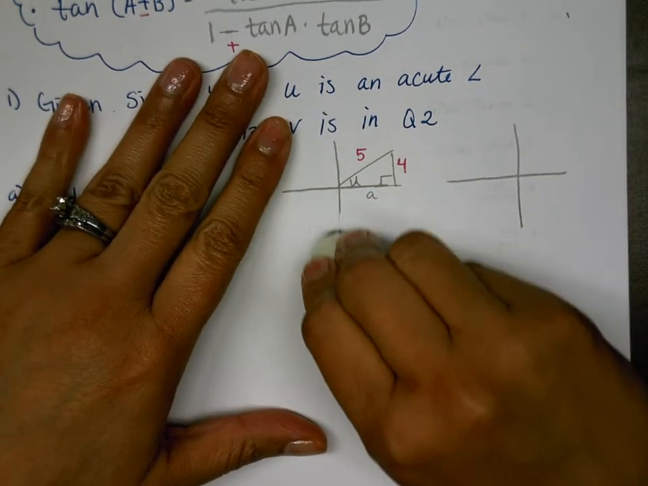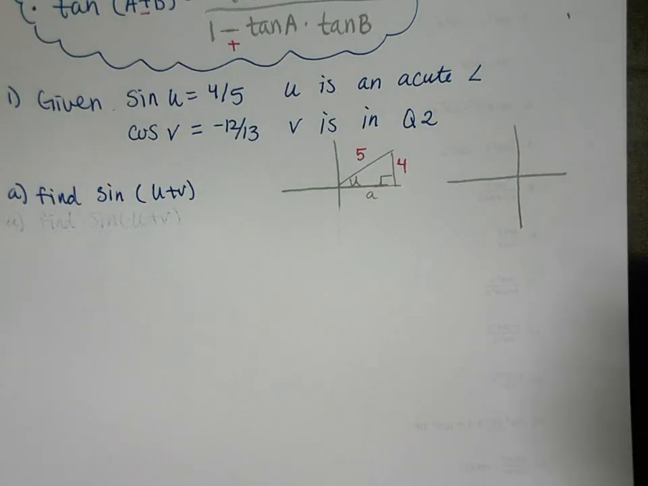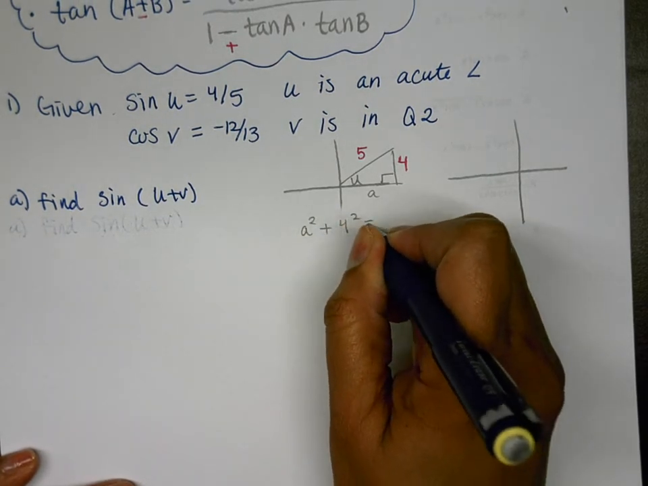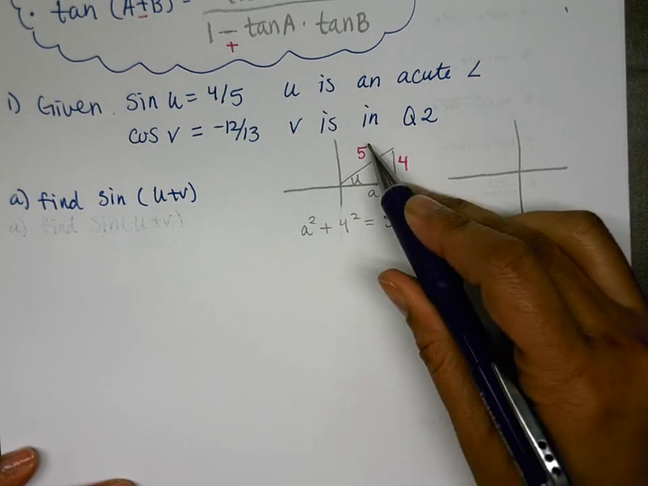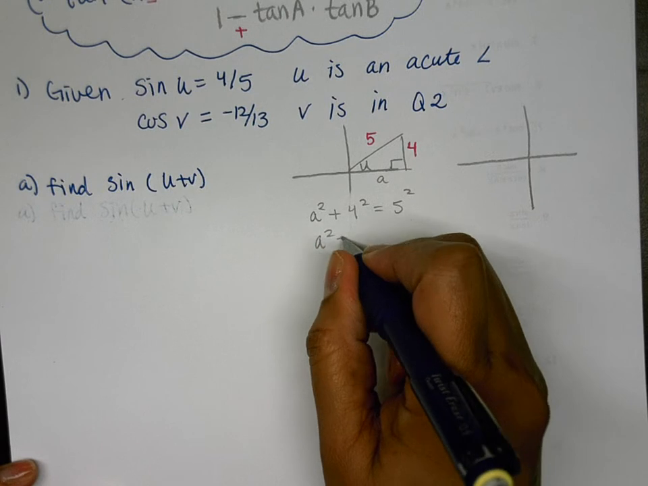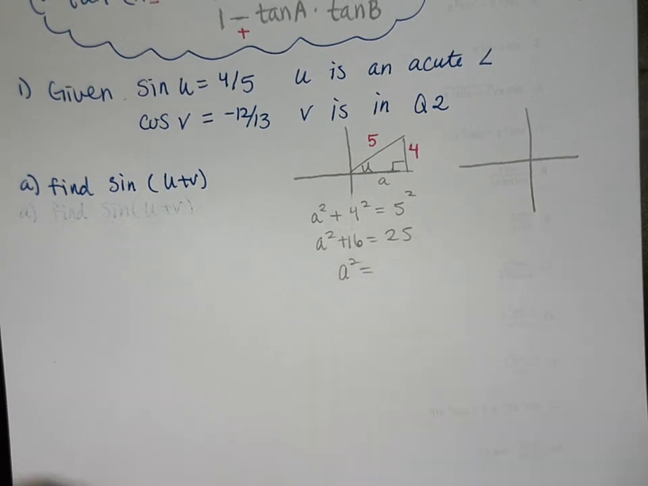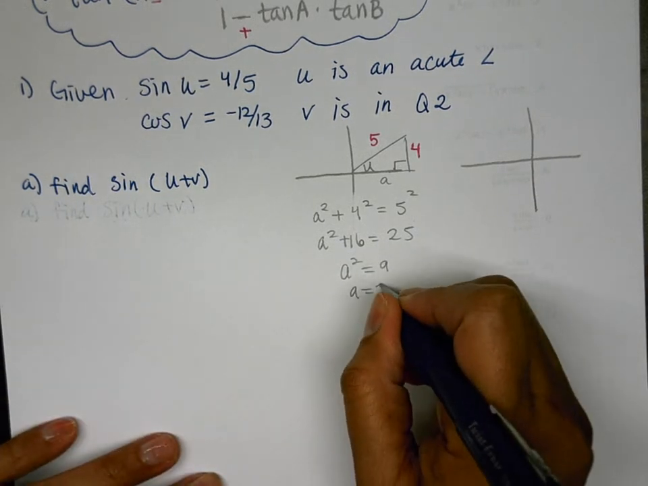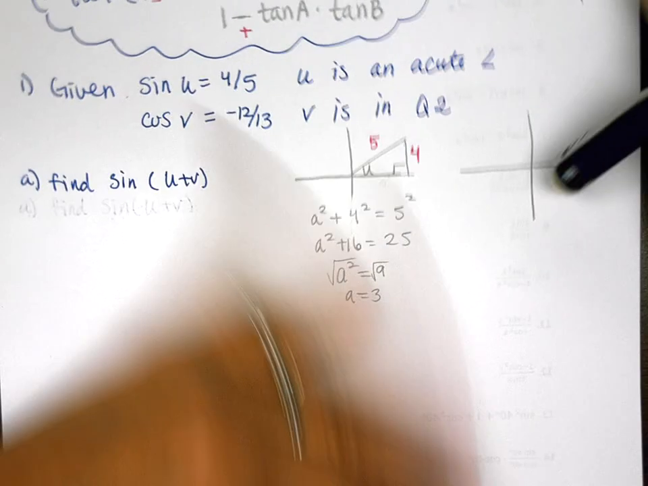Now, how many of you know what A is without using Pythagorean's theorem? What is it? 3. Is this a 3, 4, 5? I'm going to show the work anyway, just in case. A squared plus 4 squared equals 5 squared. The leg squared plus the leg squared equals the hypotenuse squared. Subtract the 16. What's 25 minus 16? 9. And the square root of 9? 3. So here I have a 3, 4, 5 triangle.